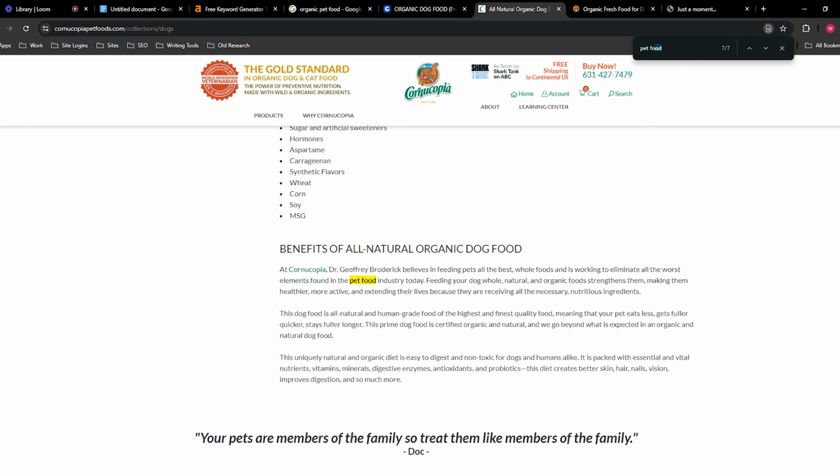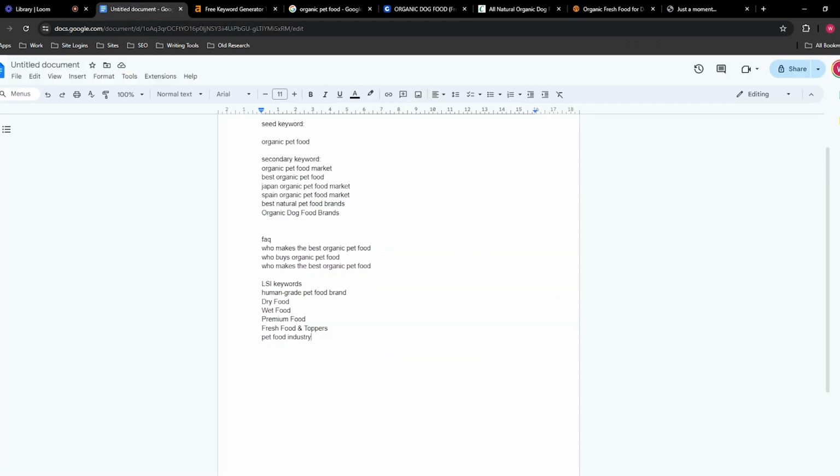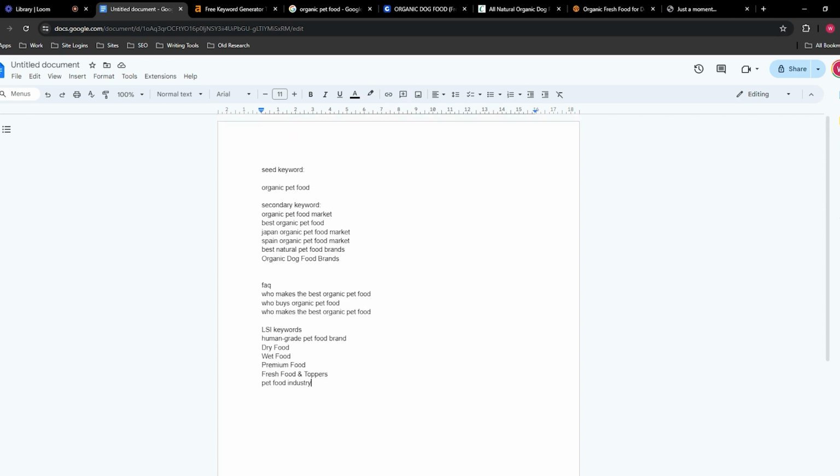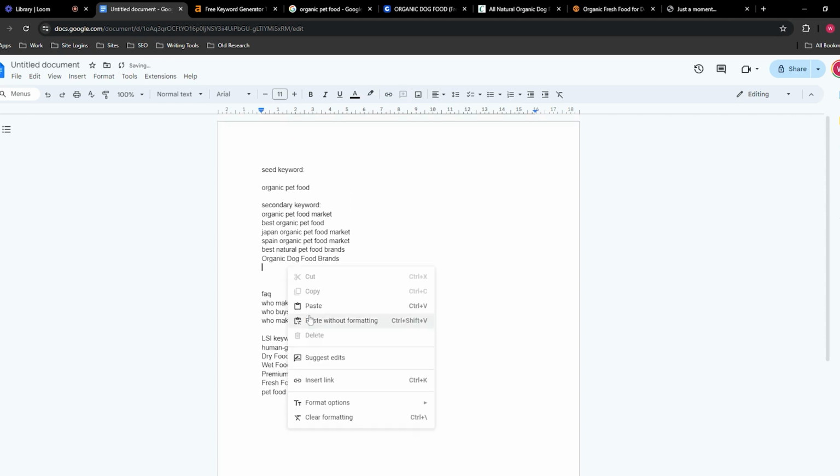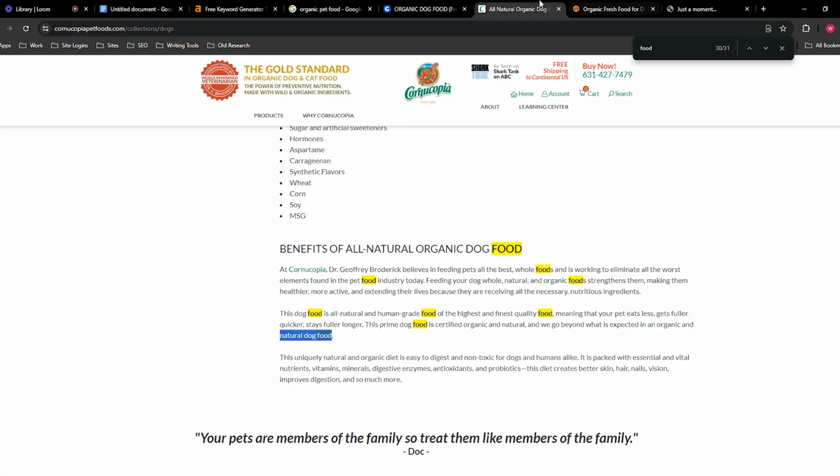So we could just try it with food this time. We have whole foods, organic foods, finest quality food, human grade food, dog food. So natural dog food. If we don't have this, we should add it. We don't have it for some reason. So I'll probably add it here. This looks more important than adding it in the LSI section.